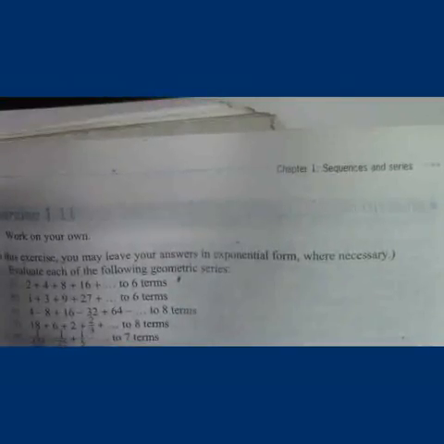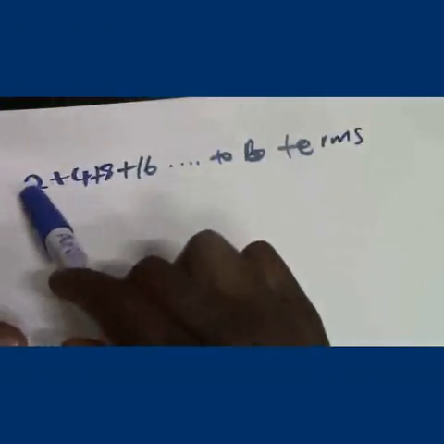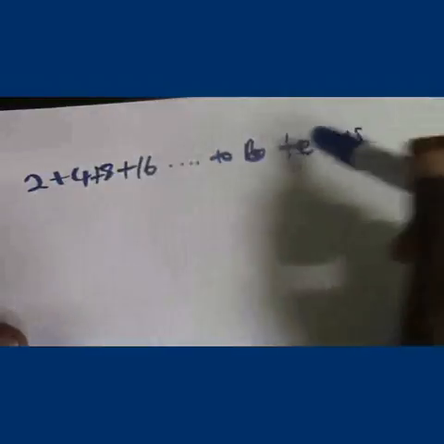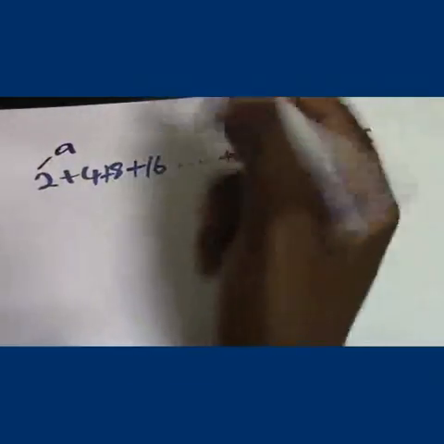Okay. In this exercise, you have to leave your answer in exponential form when necessary. Evaluate each of the following geometric series. To evaluate a series, you calculate the sum of the series. The first term here, the second term, third term, fourth term, up to 6 terms. So this is as bad as terms 8. Here, 2 was the first term.